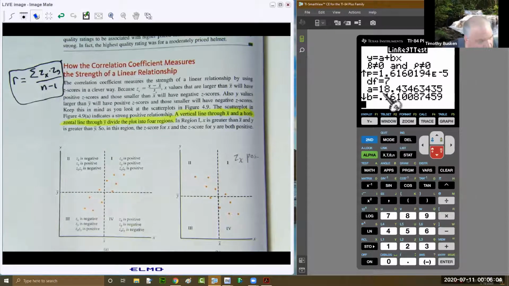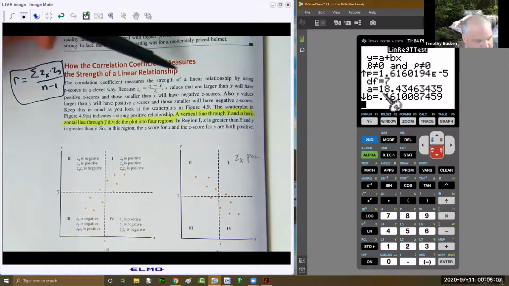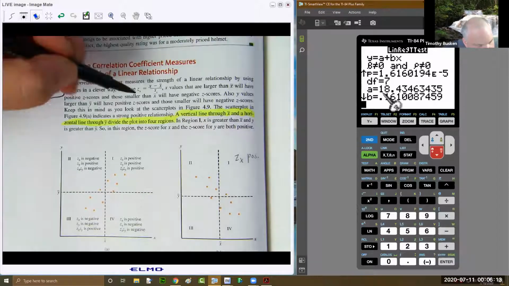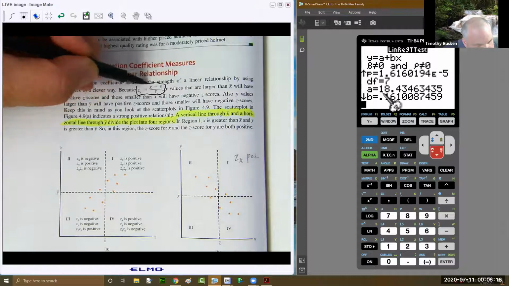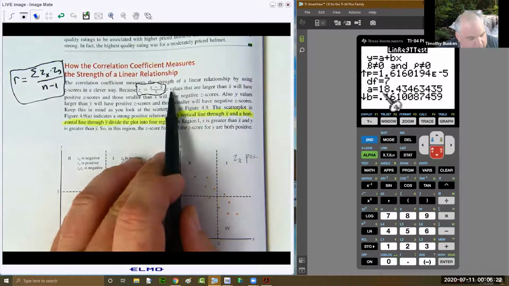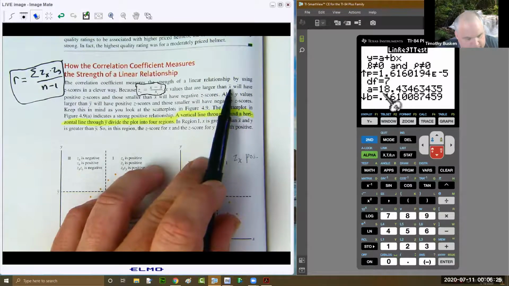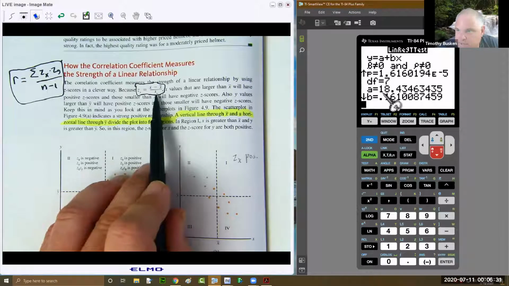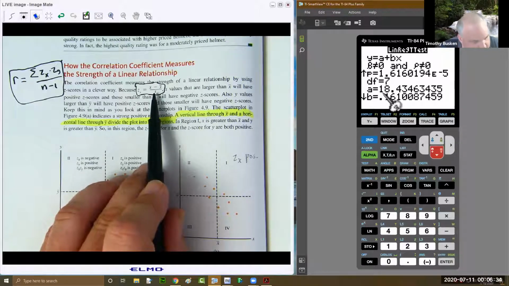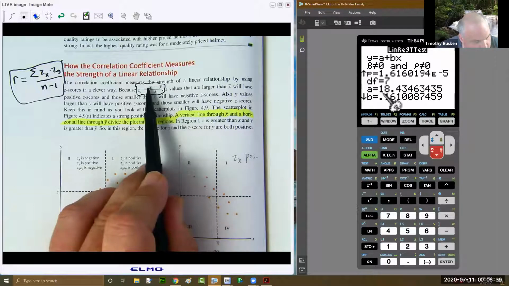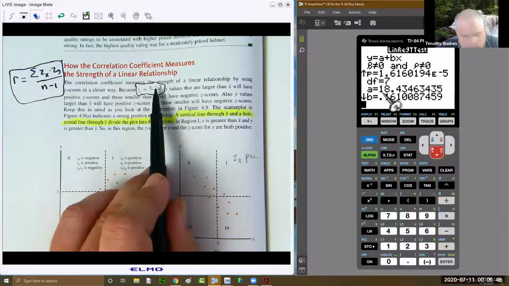Okay, so we know these things right here. The correlation coefficient measures the strength of the linear relationship by using z-scores in a clever way. We know that this is the formula for the z-score of all the x values. And we know that x values in the sample that are larger than x bar will have positive z-scores, and that's always because your sample standard deviation is positive. But more importantly, your numerator will be positive as well, because x will be larger than x bar. X minus x bar will be a positive number larger than 0.